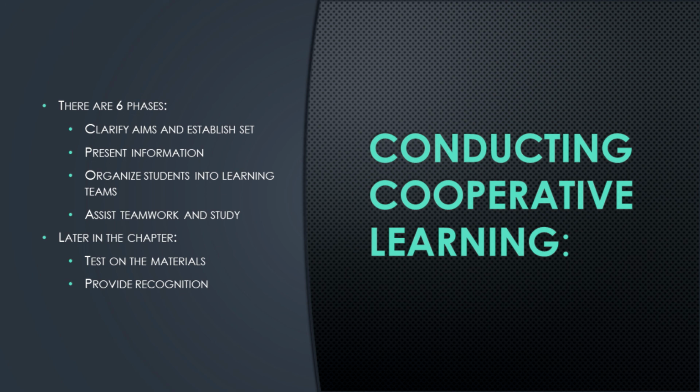Now we come to conducting cooperative learning. There are 6 phases. I will cover the first 4. Clarify and establish set, presenting information, organizing students into learning teams, and assisting teamwork and study. Later in the chapter, you should hear about testing on the materials and providing recognition.